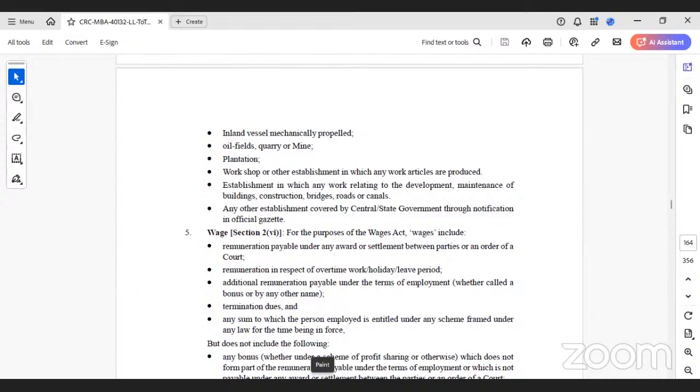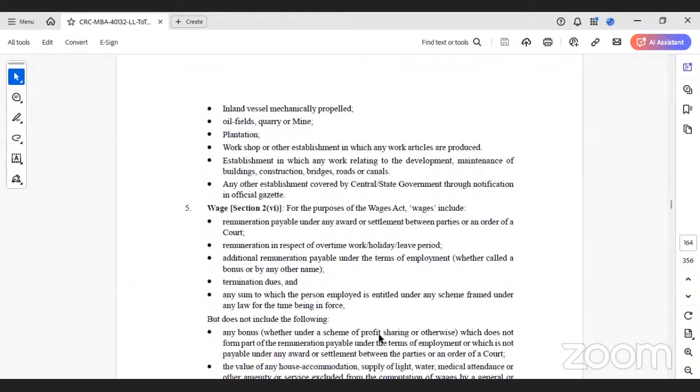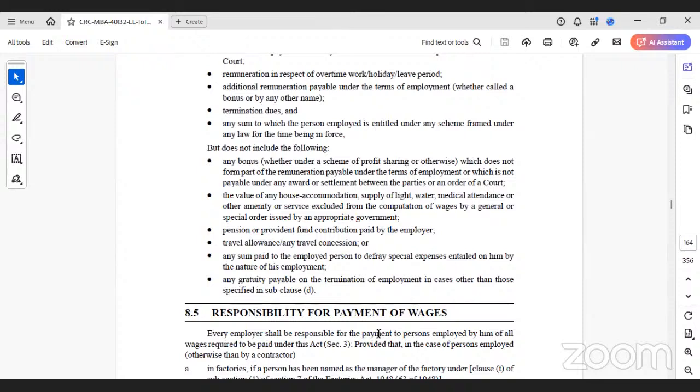When we are talking about wages, what is the wage? It is remuneration payable under any award or settlement, remuneration in respect of overtime, holiday, or leave period work, additional remuneration payable under the terms of the employment, and any sum to which the persons employed are entitled under any other scheme. It does not include any bonus. Bonus is nothing but the profits of the firm or company shared. It will also not include the value of house accommodation or supply of light, water, medical attendance, or any other amenity or service excluded from the computation of wages, pension or provident fund, travel allowances, any sum paid by the employed person, or any gratuity payable.